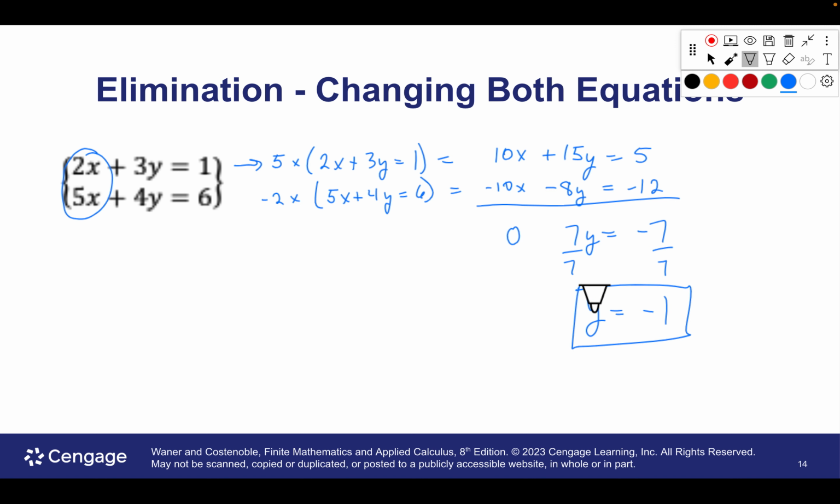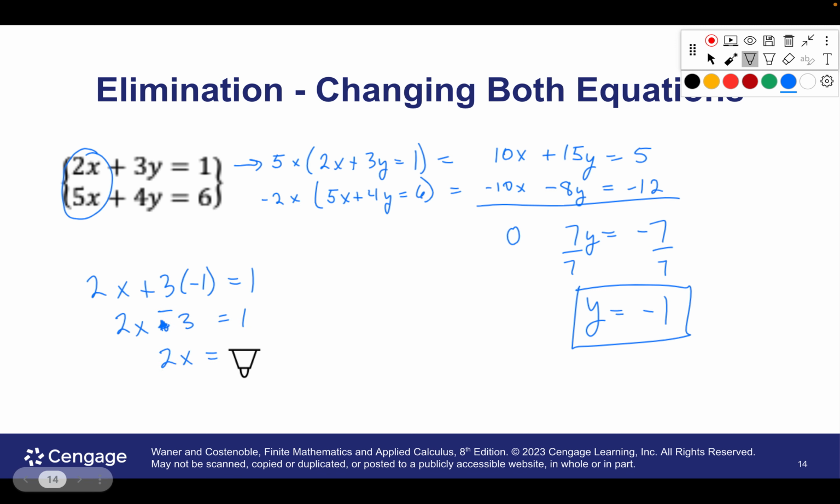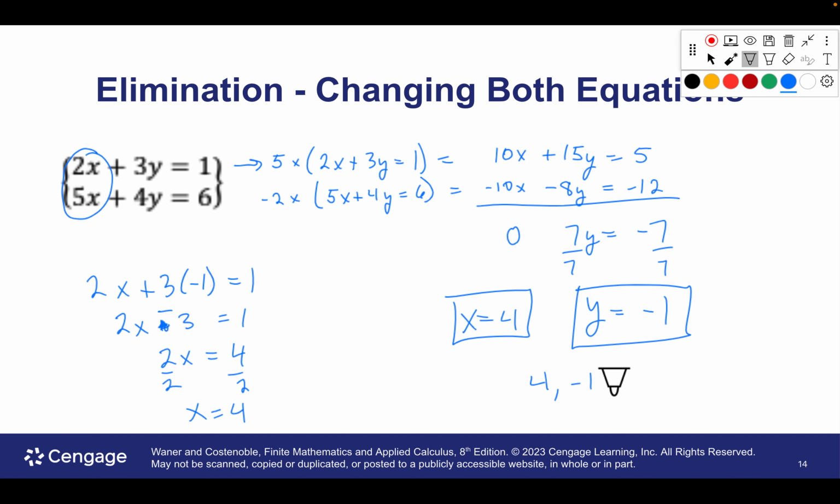That's one of our solutions. We plug that back in. 2x plus 3 times negative 1 equals 1, one of the equations, and then we can solve for x. So that's minus 3 equals 1. Add 3 to both sides, get 2x equals 4. 3 plus 1 is 4. And then we divide by 2, and we get x equals 2. So y is equal to negative 1, x equals 2. That's the solution to these equations. And again, if we graph these, we would see that intersecting point.